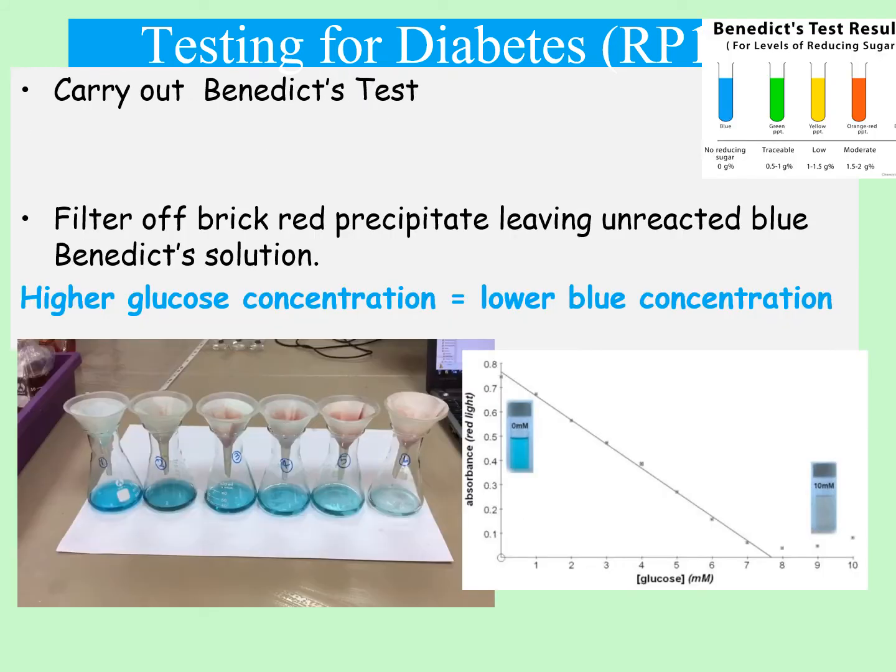Now, what happens is you carry out the Benedict's test, which you can look up in your book, but we're not interested in that. So this is a required practical that you'll do in year 13.